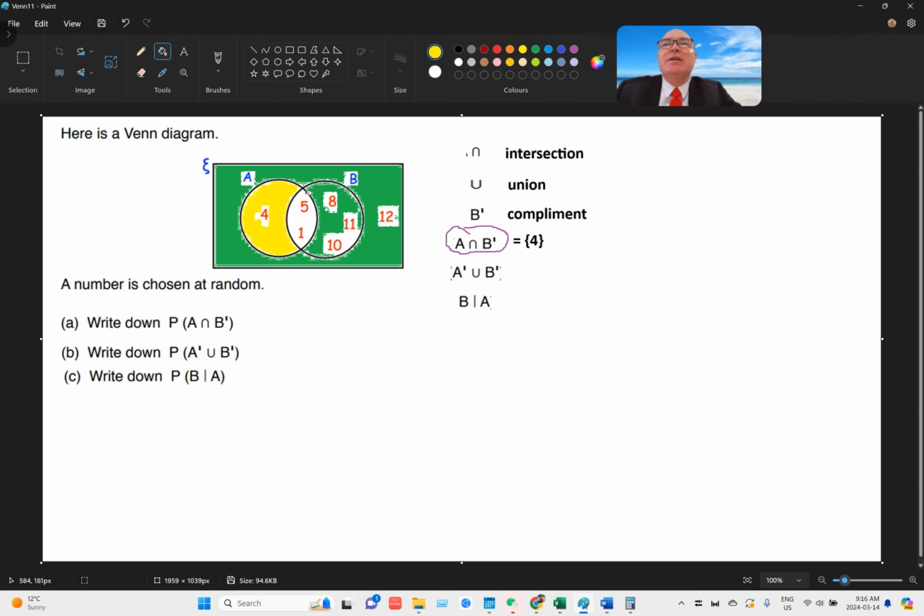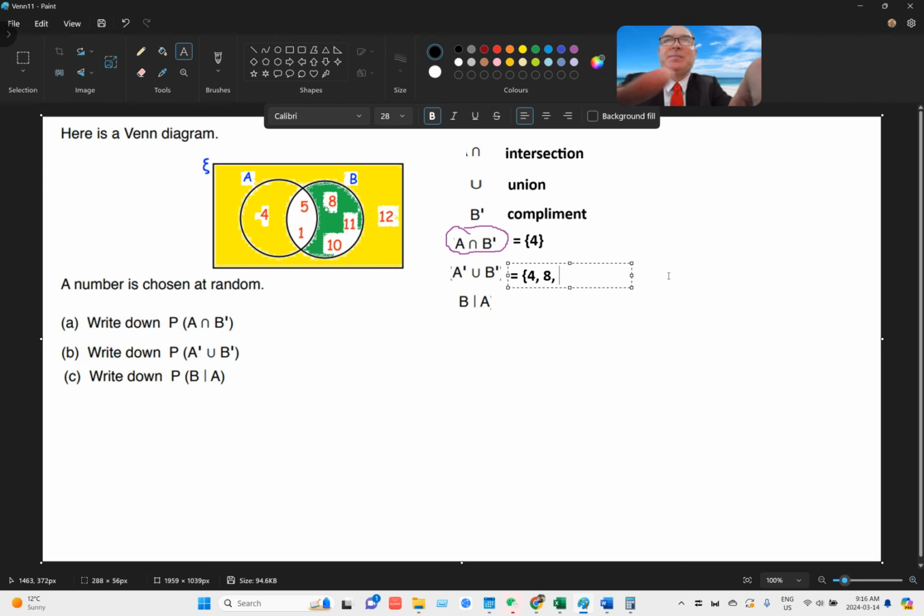So now I'm going to take the black here and write out my set equal to all the things that are in the color: the 4, the 8, 11, 10, and the 12. Okay, the union. We never mentioned the 5 and 1 because the 5 is in both A and B. We want the things that aren't in either. Now finally, this thing here, B given A, B slash A.